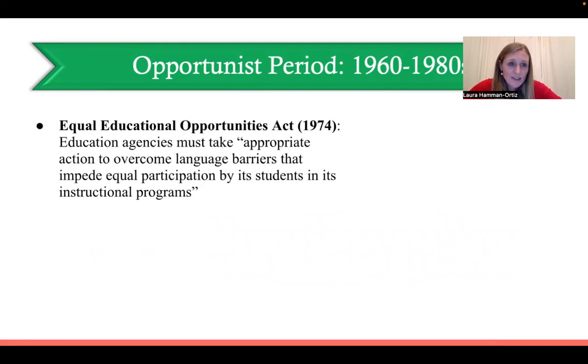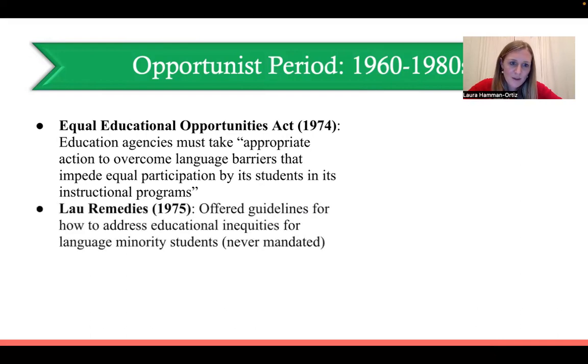Shortly after Lau versus Nichols, the Equal Educational Opportunities Act was passed, which said that education agencies, so states and districts, must take appropriate action to overcome language barriers that impede equal participation by its students in instructional programs. So again, saying schools have an obligation to overcome language barriers. They can't just have students sitting in the corner of the classroom doing a coloring book while the rest of the students are learning. Schools have to take the appropriate action to overcome those barriers or to provide participation.